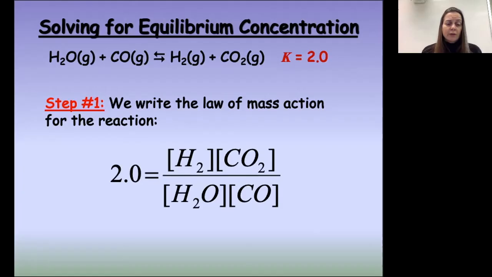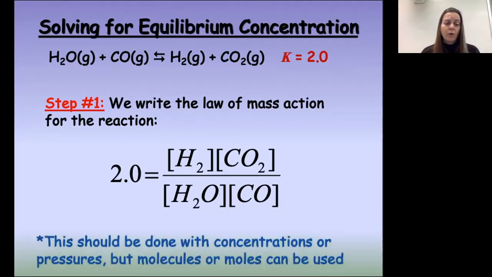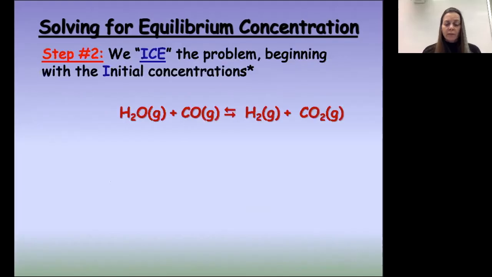Normally, we would do this with concentrations or pressures. Since everything is at a 1-to-1 ratio, we're able to, in this problem, actually work with number of molecules, number of moles. If we didn't have the same number of reactants and products, we wouldn't be able to do that, and we would need to convert to molarity or to pressure. But in this case, this works out for us. So we've written our equilibrium constant expression. Now we're going to ICE our problem.